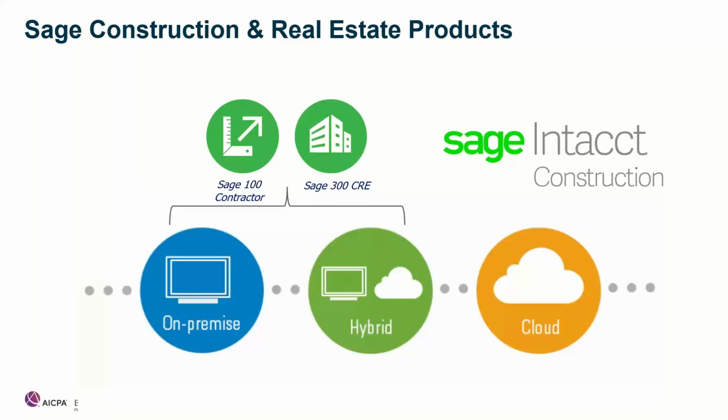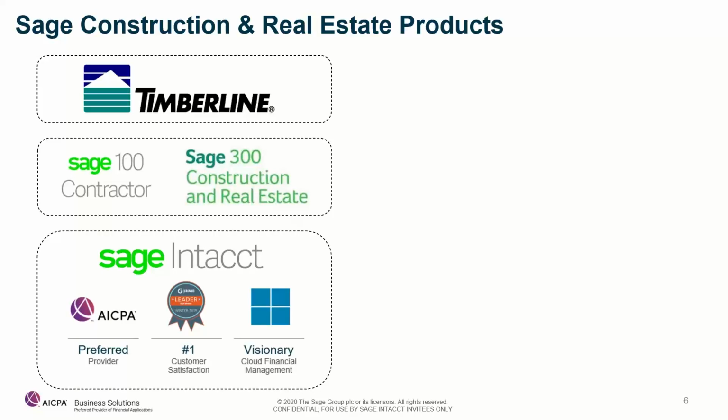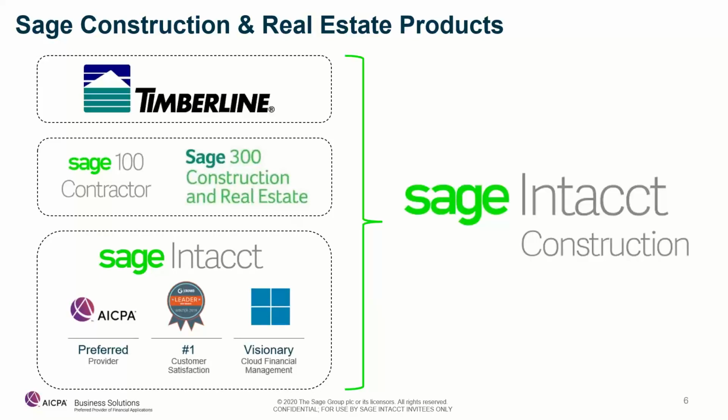So it's new for construction, but it's been in the marketplace and is today considered, or revered in the marketplace, as a really strong financial system, now with benefits of having construction on top of it. So it really all started with Timberline and Master Builder, if those names ring a bell for those of you on this call, which then became Sage 100 Contractor and Sage 300 Construction and Real Estate. Sage Intacct Construction, again, is the next product, and much of what we've learned with the implementation and design of 100, 300, or at least the better features, have been incorporated into Sage Intacct. We'll talk further about that when we jump in.